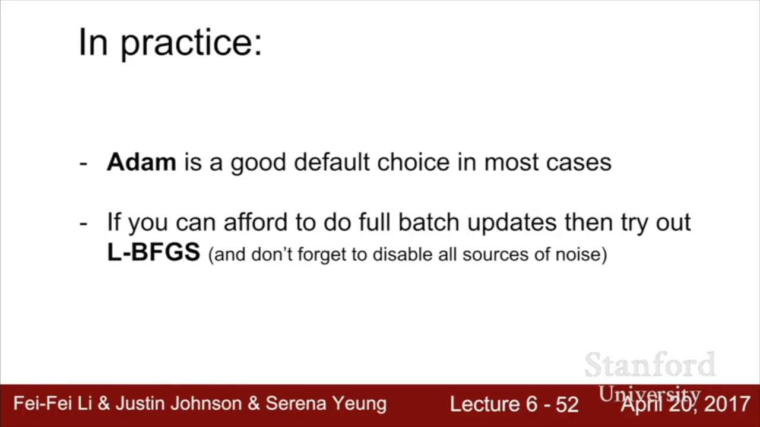So in practice, Adam is probably a really good choice for many different neural network things. But if you're in a situation where you can afford to do full batch updates and you know that your problem doesn't have really any stochasticity, then LBFGS is a good choice. So LBFGS doesn't really get used for training neural networks too much. But as we'll see in a couple lectures, it does sometimes get used for things like style transfer, where you actually have less stochasticity and fewer parameters, but you still want to solve an optimization problem.